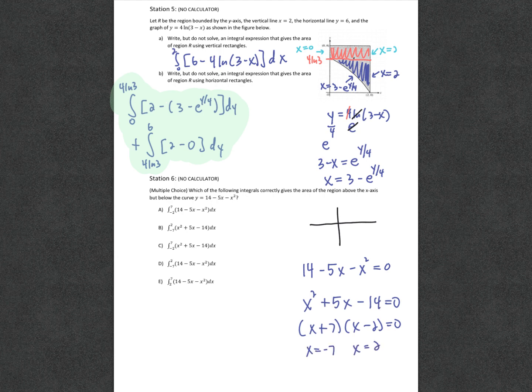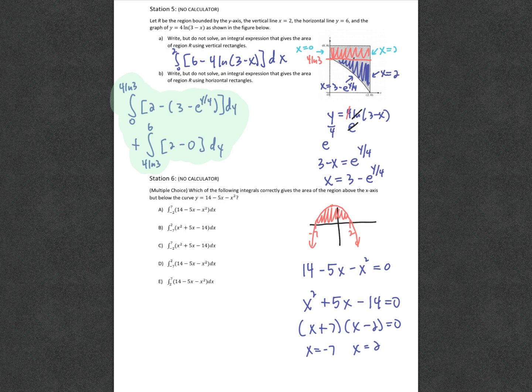Okay, so now we know, if we were going to graph this, this would go from negative 7 to 2. And we don't have to be perfect. It would look something like this. Okay, and then this is the area that they're looking for. That's the area that they say gives the area of the region above the x-axis but below this curve. That's this area here.